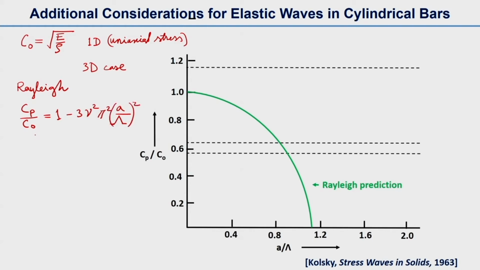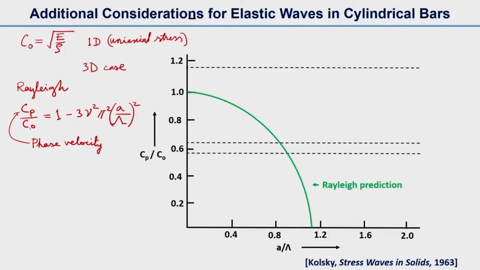So, Cp here is the phase velocity, which is nothing but the wave velocity in this 3-dimensional case, when we allow multi-axial stress conditions. This phase velocity is normalized by C naught, which is for the uniaxial case, and nu is the Poisson's ratio, pi, and then A is the bar radius or cylinder radius, and capital lambda is the wavelength.